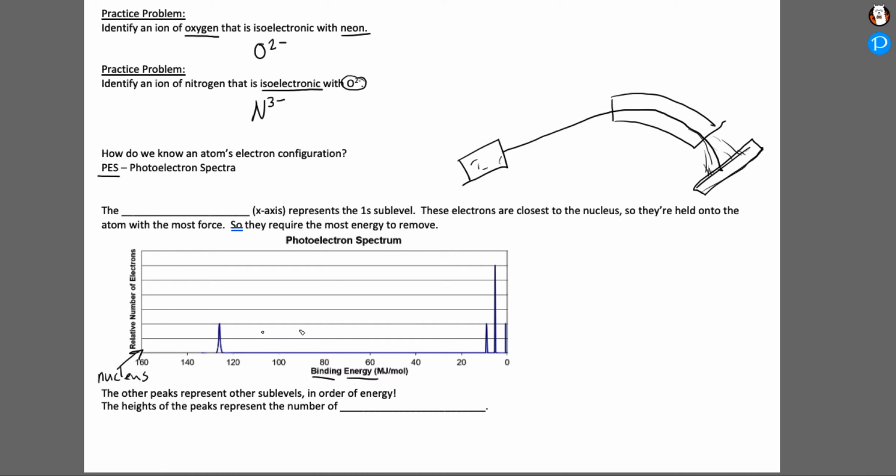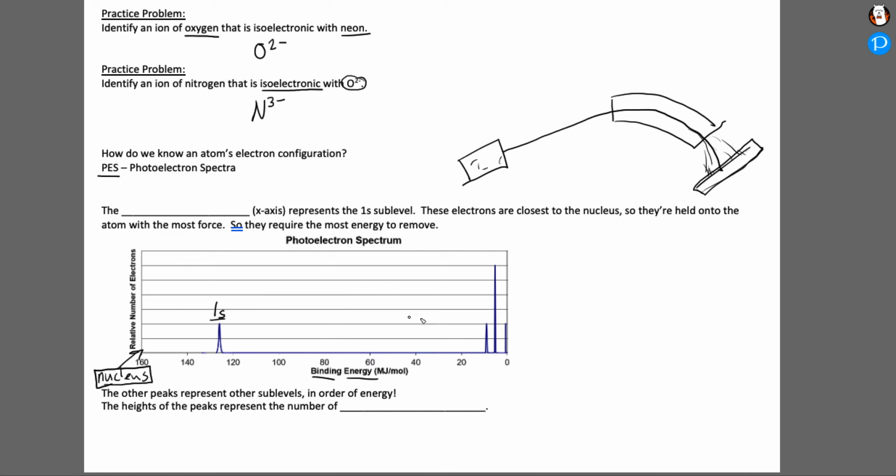And so if I think about my electron configurations, 1s, 2s, 2p, this peak right here would have to represent the 1s orbital, because it's the one that's closest to that nucleus. And it would make sense that it would have the highest binding energy because it's, again, closest to the nucleus, closest to the pull of those protons.